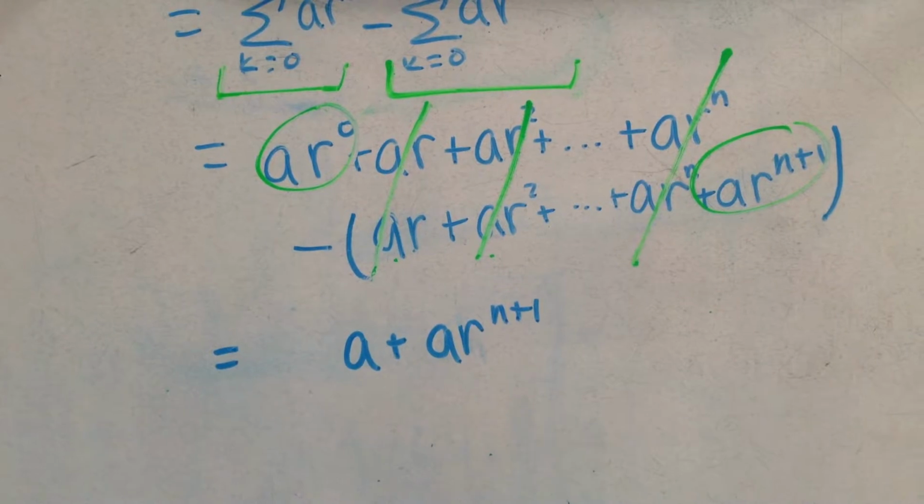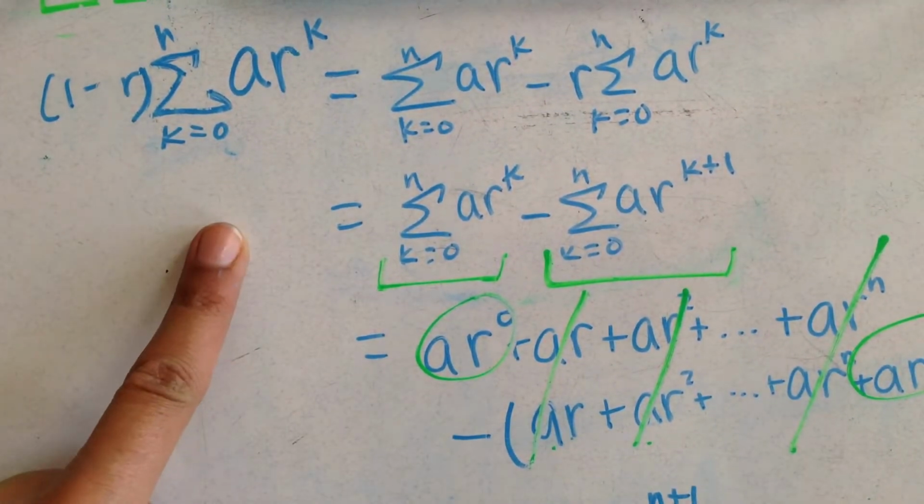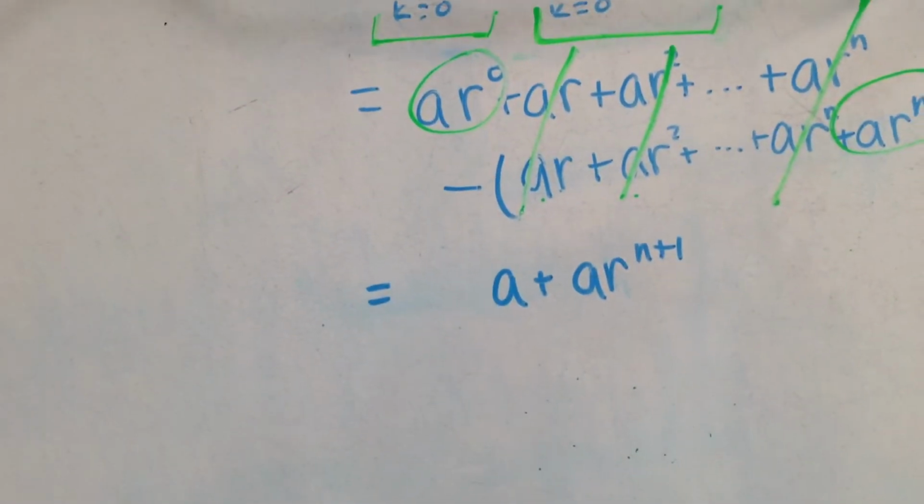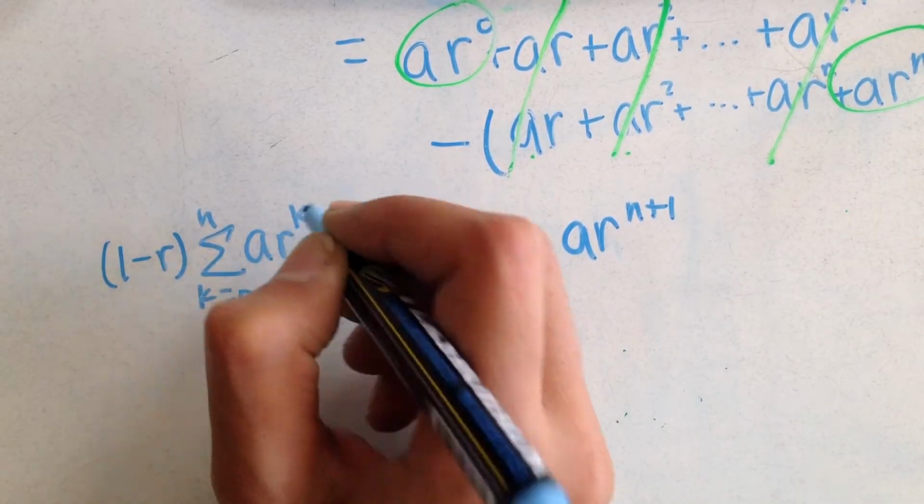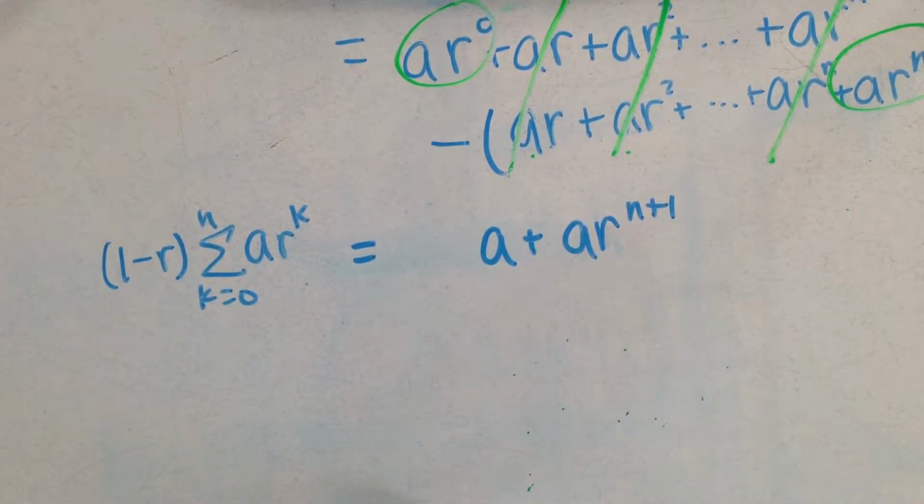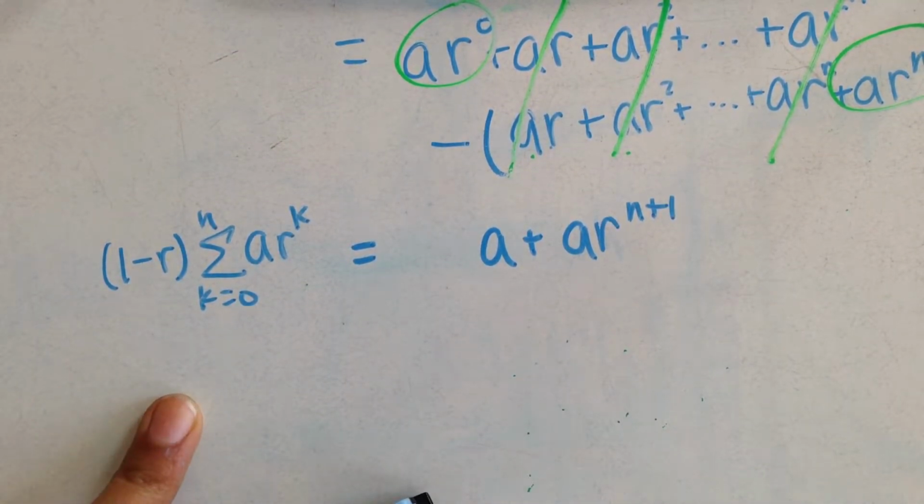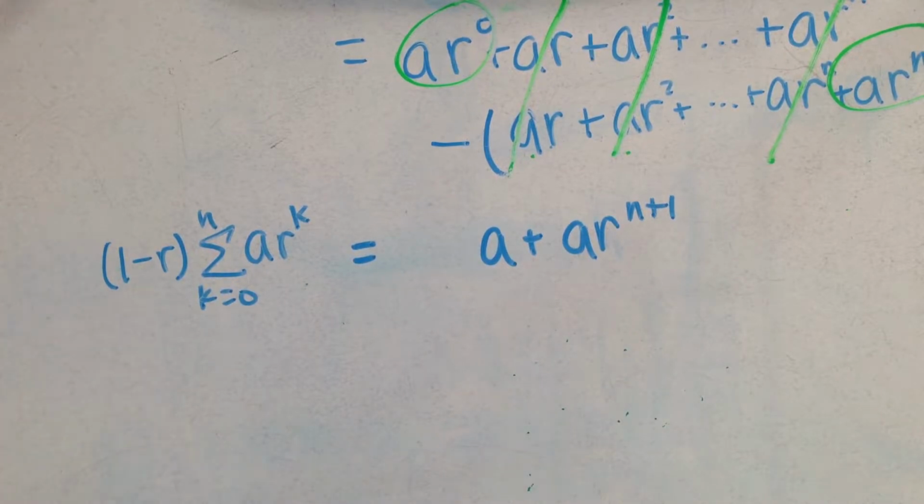Remember, here our equation started with 1 minus r times the partial sum, so I'm going to bring that down here. Our goal is to get to the sum of the infinite series, so let's take the limit on both sides as n goes to infinity.